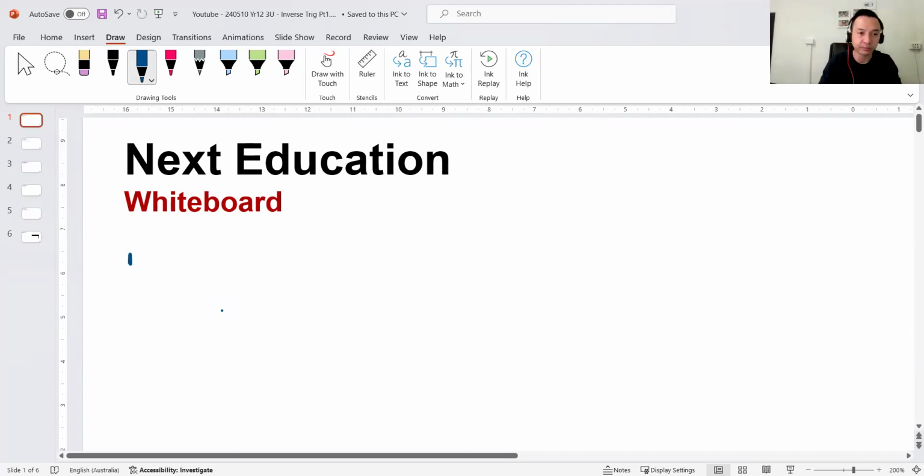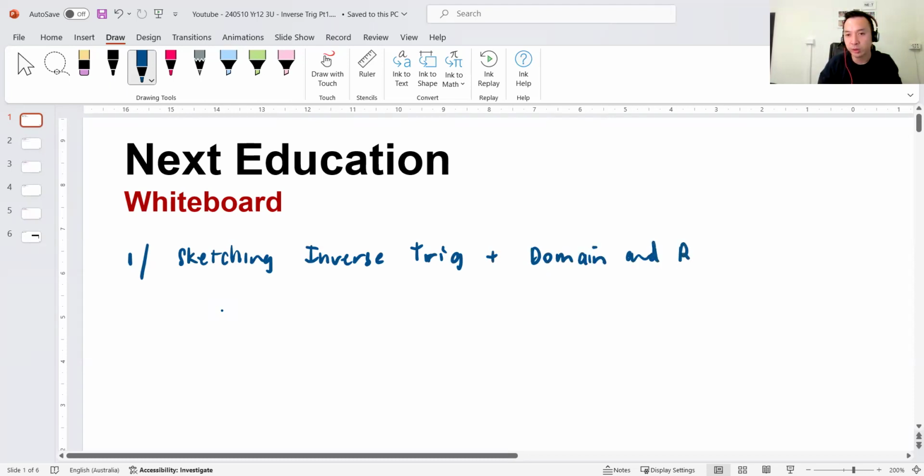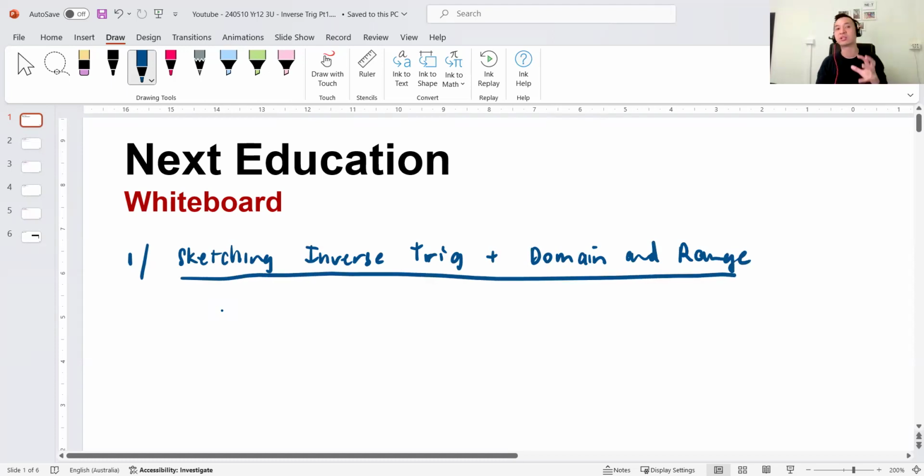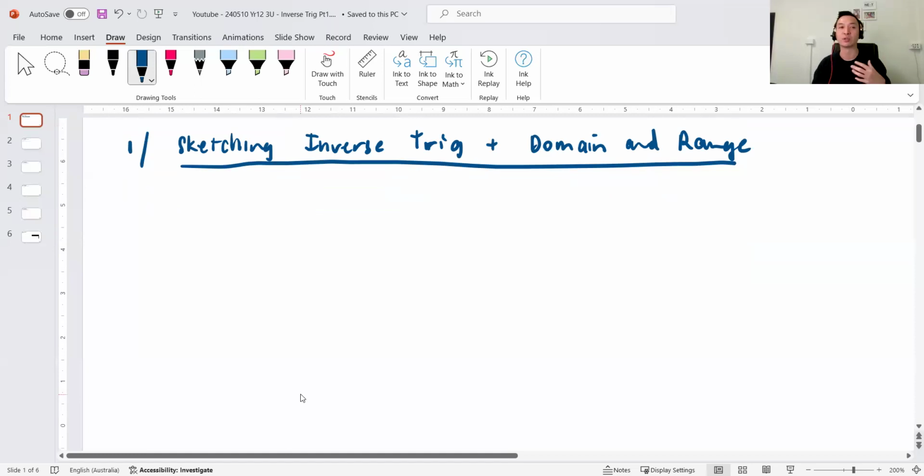So, guys, sketching inverse trig plus domain and range. I'm not going to really get into the why. I'm just going to summarize for you sine inverse, cos inverse, and tan inverse. I'll draw their graphs and also summarize their domain and range.